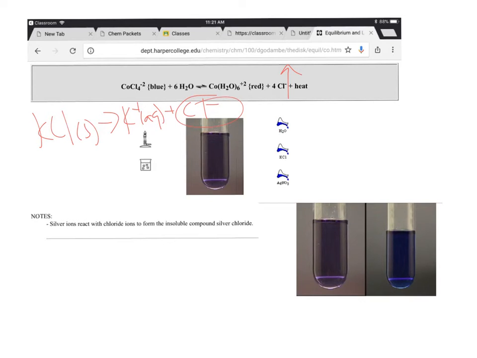We're increasing the concentration of chloride ions, and we can see our observation would be that the reaction turned blue, meaning that it shifted to make more reactants. And that makes sense because we've increased the concentration of a product. So according to Le Chatelier's principle, it's going to shift away from that increase to the other side of the reaction to make more reactants, or to make Q equal K again.